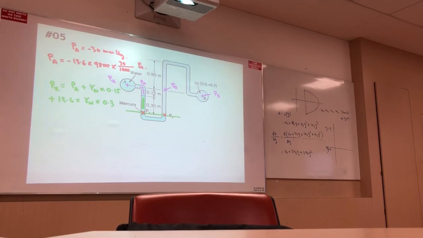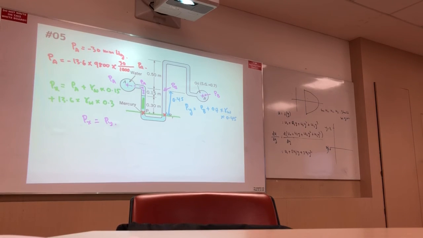Similarly, PB, what is the value of Py? Tell me. Py becomes PB plus specific gravity of oil 0.7 times gamma of water, right? And what is the height from here to here? 0.45, times 0.45. Then I can write Px equal Py. Px and Py are the same.